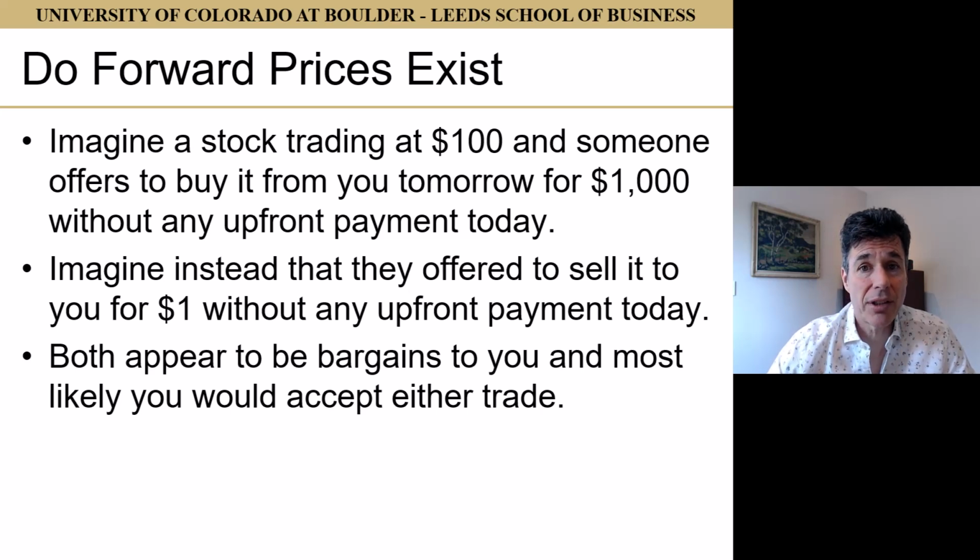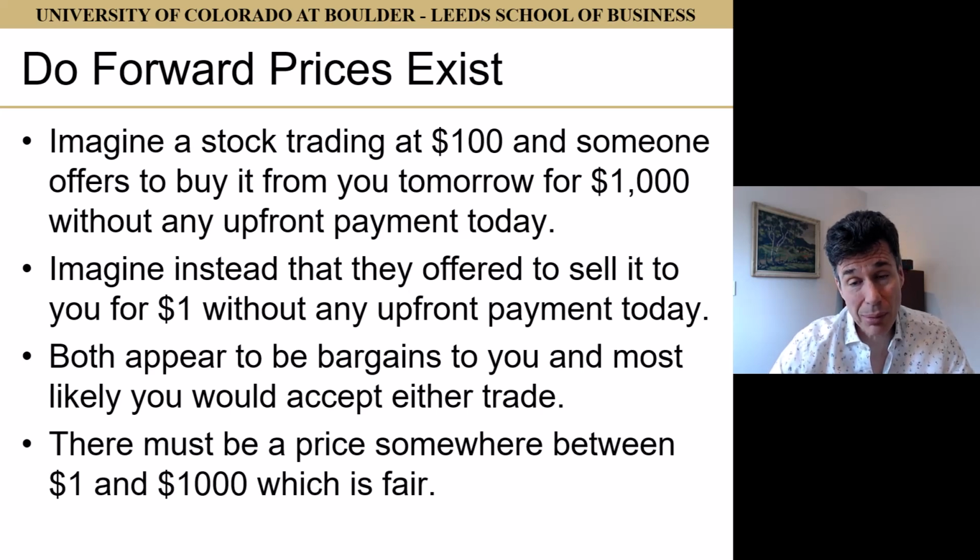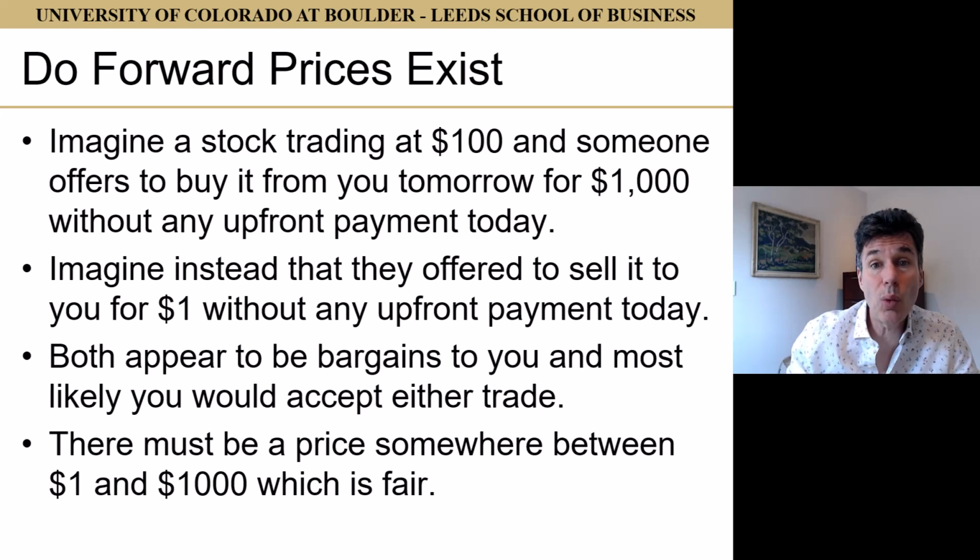There might be something strange about this stock, but if I've got something worth $100 today, my best guess is it's going to be worth something like $100 tomorrow. Someone offers to buy it from me for $1,000, I'm pretty happy. On the other hand, if it's worth $100 today, and someone offers to sell it to me for $1 tomorrow, I'm still pretty happy. So in both cases, I feel pretty happy. In both cases, that happiness translates into a non-zero present value. What does it mean? It means there's some price, probably near 100, but some price between 1 and 1,000, that's fair. So there should be a forward price.